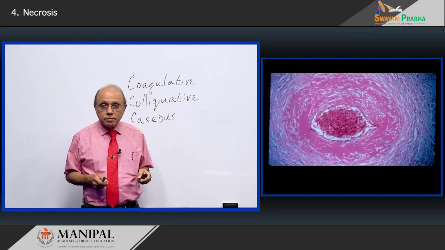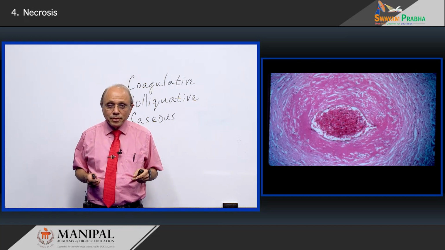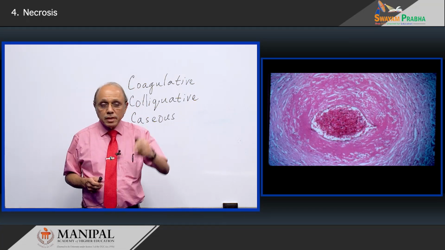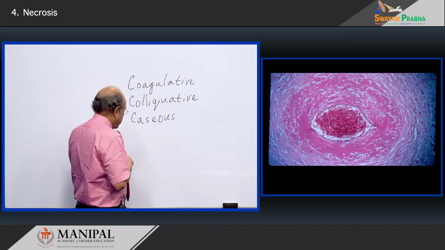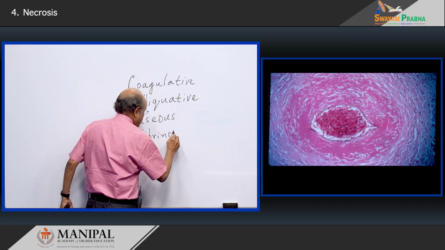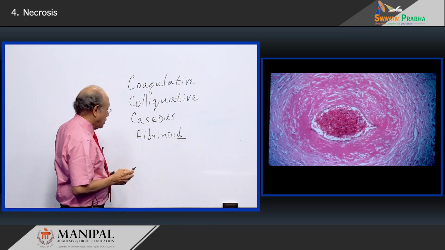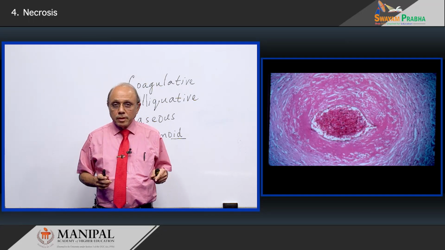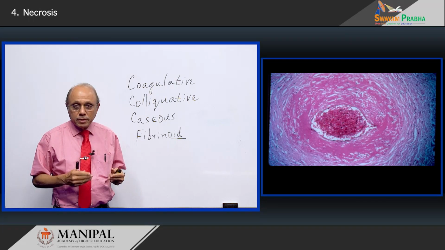Here you see a blood vessel, which I said was from a patient with malignant hypertension. If you look at this blood vessel, it is surrounded by bright pink material. This is what we call fibrinoid necrosis. Fibrinoid necrosis is the next type. Oid means similar to. Similar to fibrin. The bright pink material is resembling fibrin, the bright pink fibrin. That's why it's called fibrinoid.